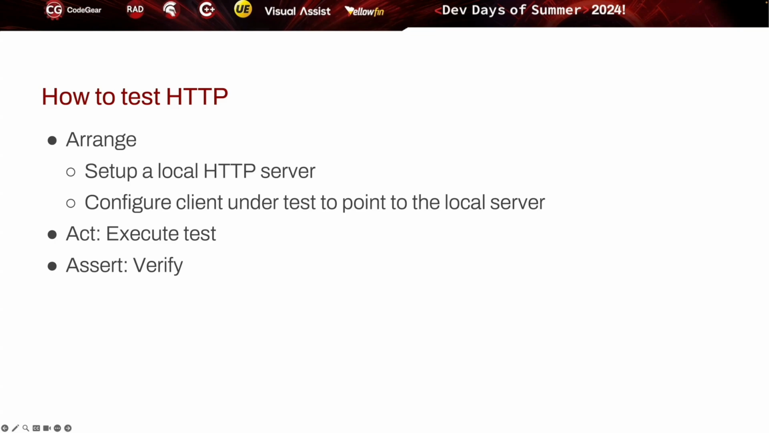And then you act. So you execute the test. You run the code that's going to make the HTTP request. So that's what you would normally do in a normal test scenario. You arrange, you act, and then you assert, and that is you verify the results of the test. You say, did I get back the results I intended? Or if you're testing error scenarios, did I see the exception I was expecting for this error, or something like that.